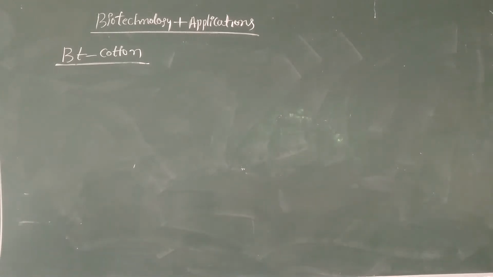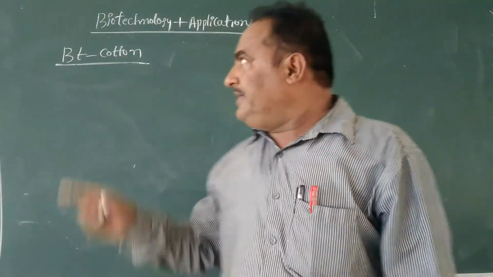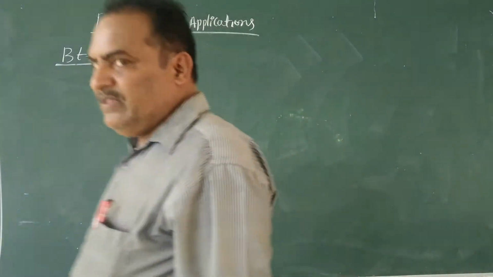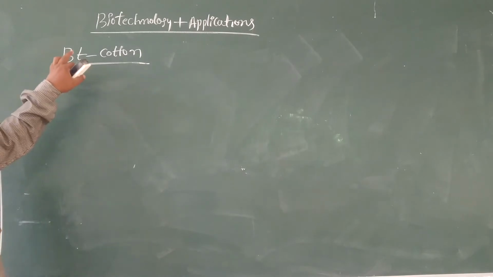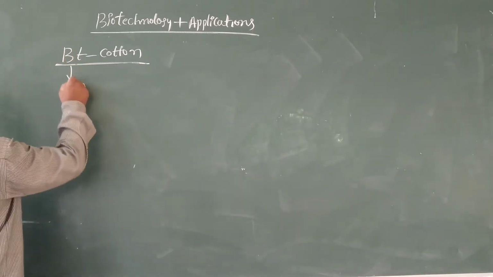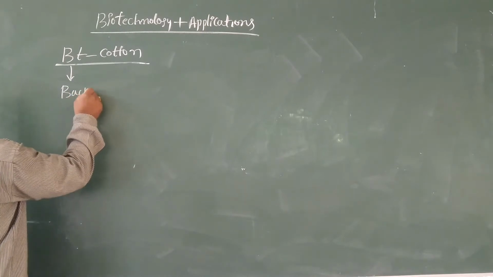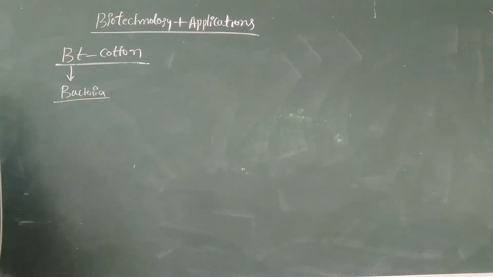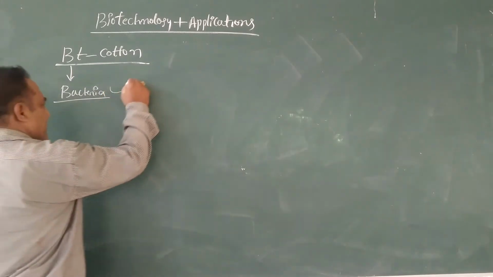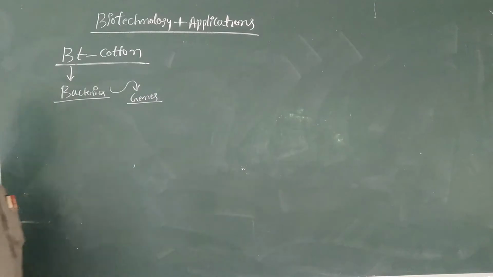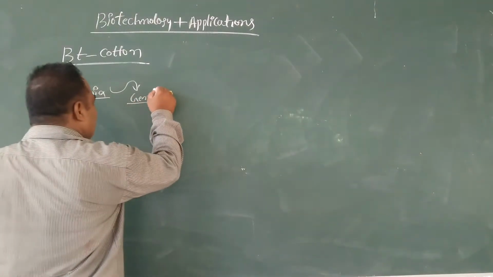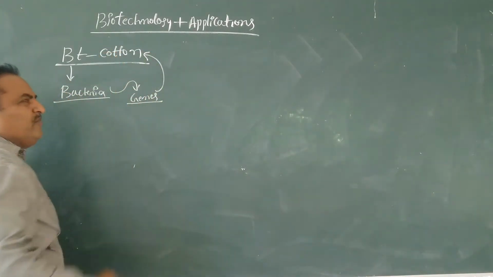Students, the next concept in applications of biotechnology is the development of BT cotton. Here BT means Bacillus thuringiensis. Bacillus thuringiensis is a bacterium. From that bacterium, a gene is extracted, and such genes are incorporated into the cotton plant.